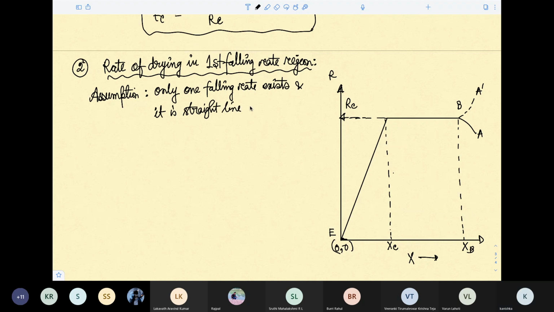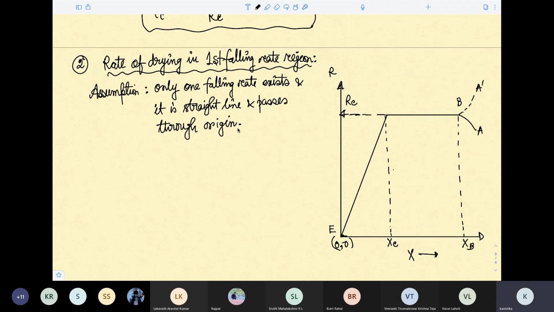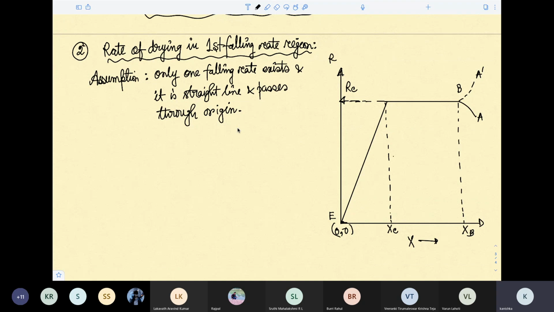Straight line and passes through origin. Okay, passes through origin. So let's say this is up to E. That means we are finally reaching the equilibrium moisture content. Now what should be done?